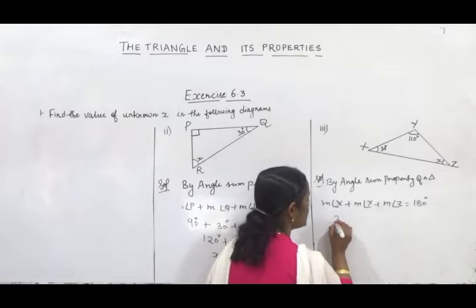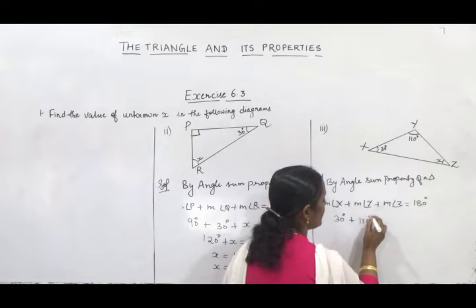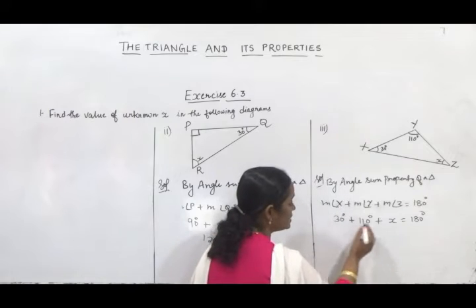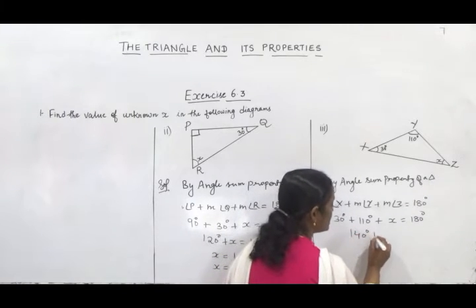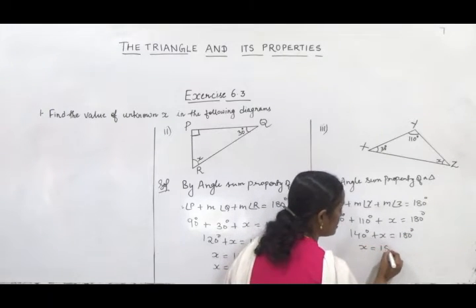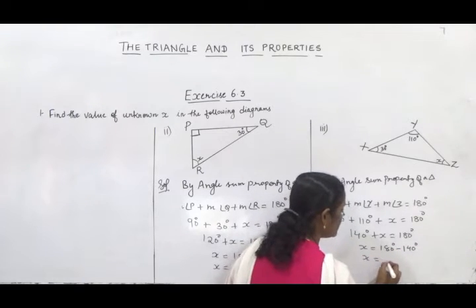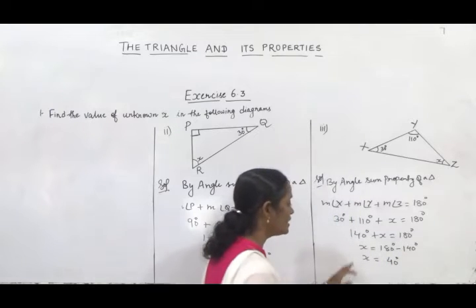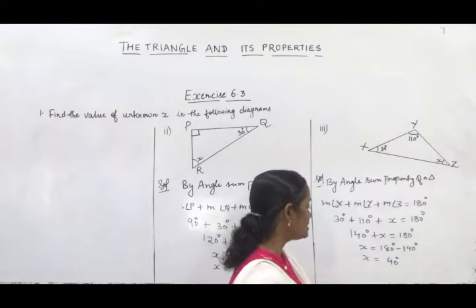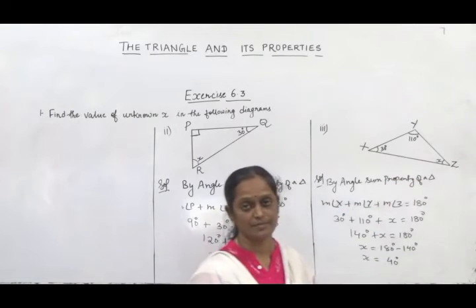So here measure of angle x is 30 degree, measure of angle y is here 110 degree, and measure of z is not given, it is x here. So here 30 degree plus 110 degree is 140 degree plus x is equal to 180 degree, or x is equal to 180 degree minus 140 degree, that is x is equal to 40 degree. Here we have transposed this plus 140 to the right hand side, so it becomes minus 140. So x is equal to 40 degree is the unknown angle here.